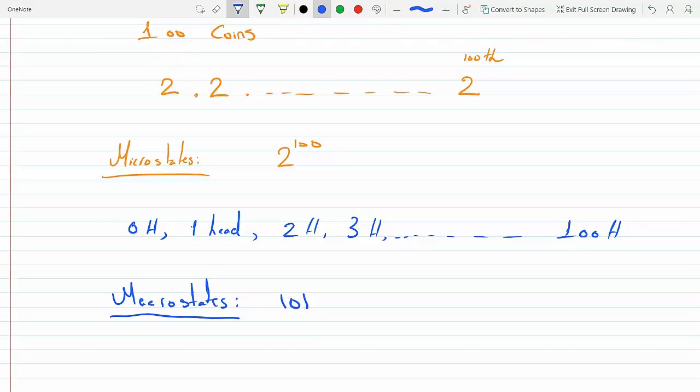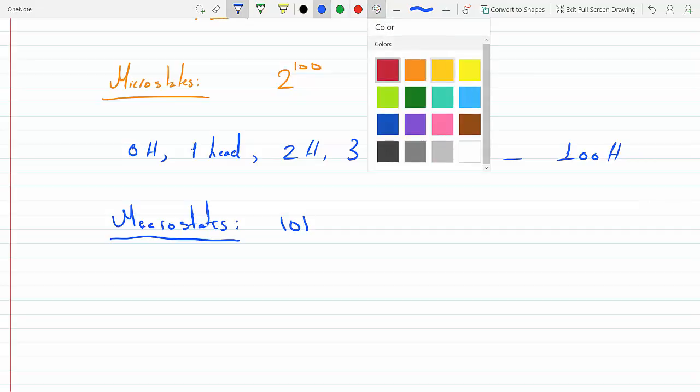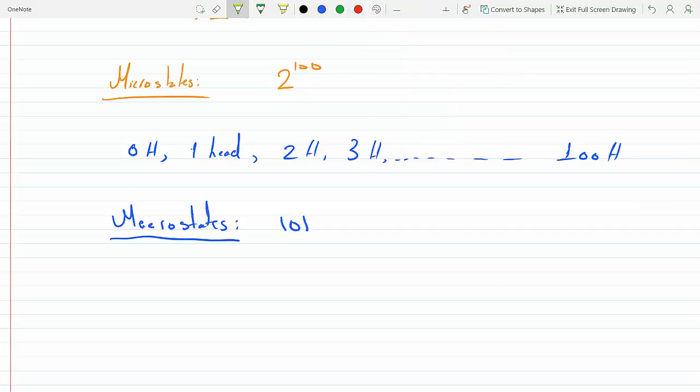Okay, now let's discuss the multiplicities of these macrostates. So we know we have 101 macrostates. Let's talk about some of their multiplicities. Let's start with the 0 heads macrostate.